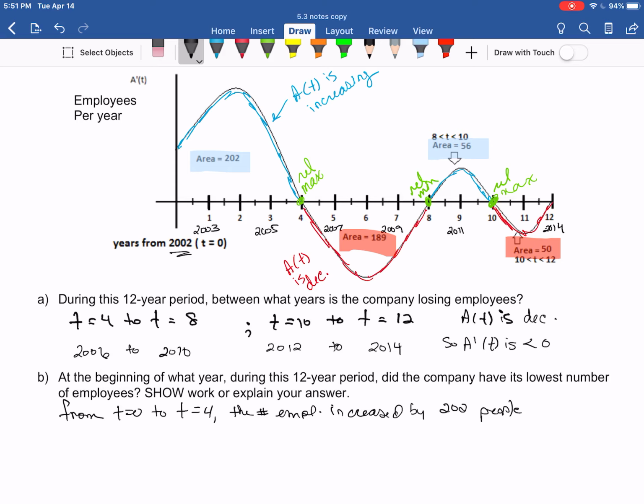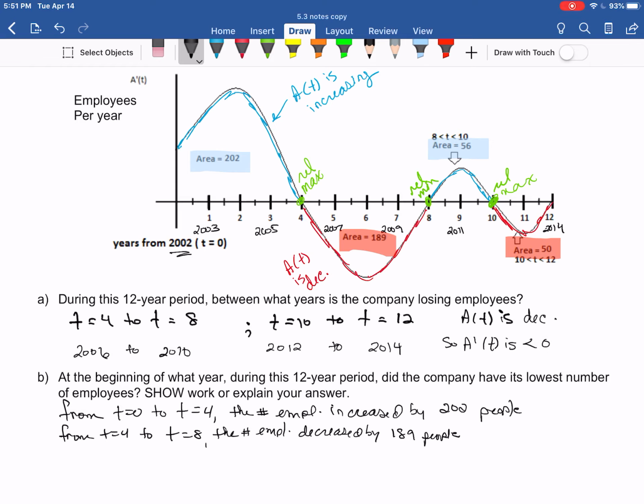All right, great. Now I'm going to start losing employees. They're leaving the company for whatever reason. And so from t is equal to 4 up until t is equal to 8, I've lost. The number of employees has gone down. The number of employees has decreased by how many? And that's the area, 189. So I went up by 202, but then I just went down by 189.